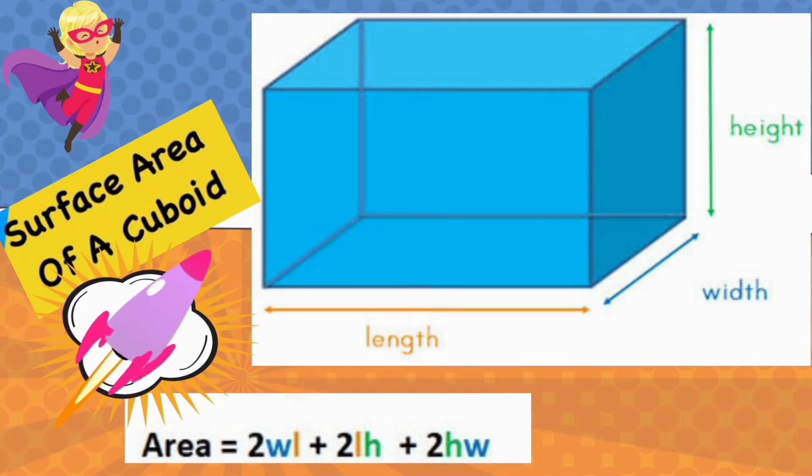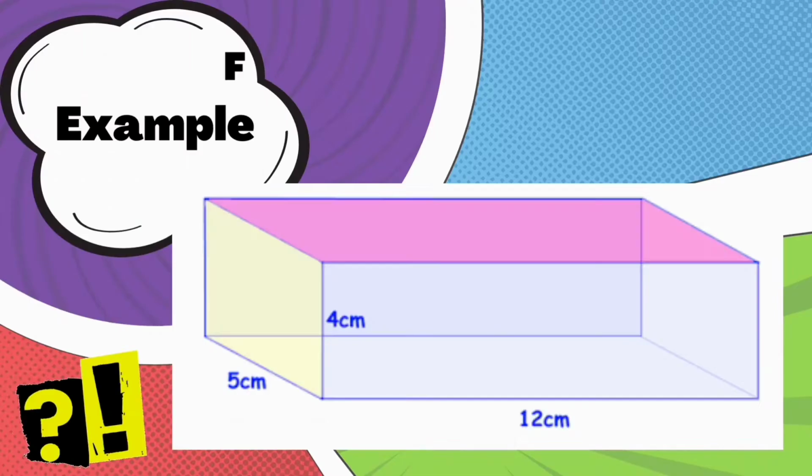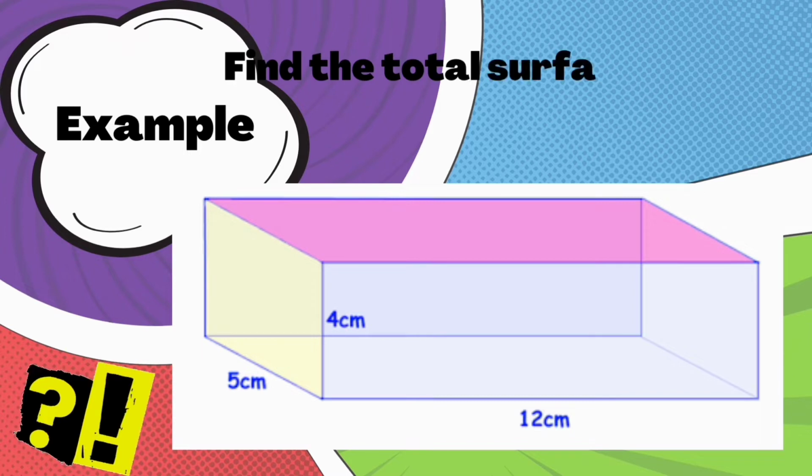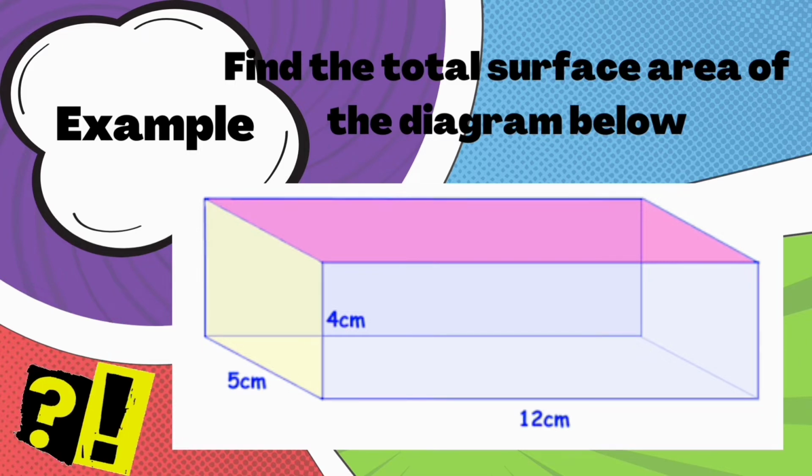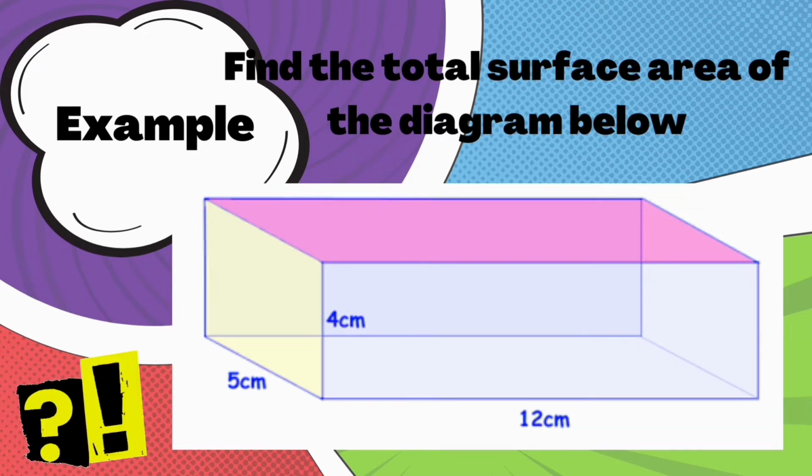To find the surface area of a cuboid, you use the formula 2 times the length times the width, plus 2 times the length times the height, as well as 2 times the height times the width of the cuboid. Let's take an example to demonstrate how to find the surface area of a cuboid. You are told to find the total surface area of the diagram below. A careful look at the diagram shows that it is a cuboid.